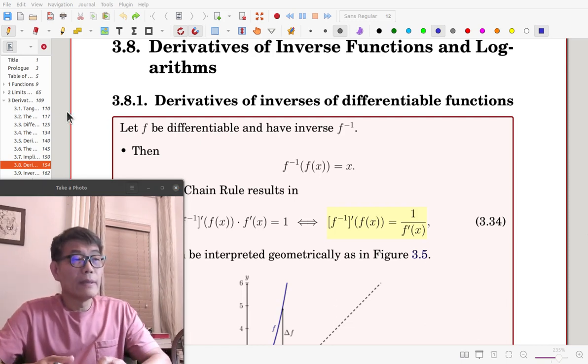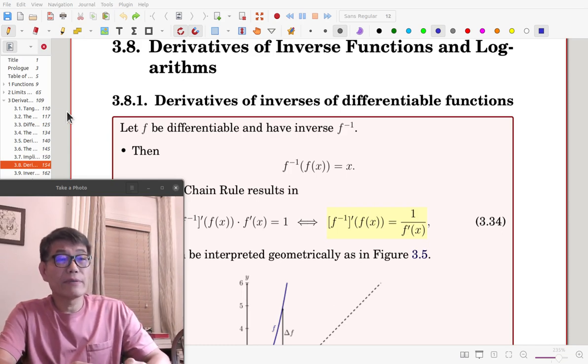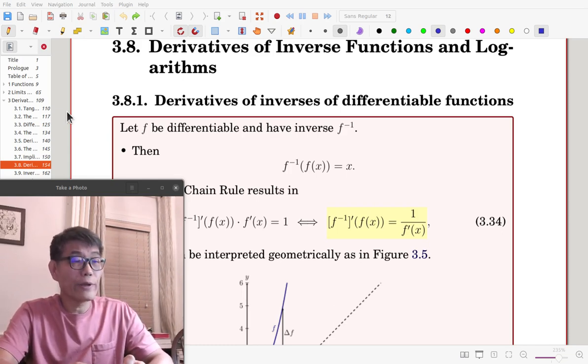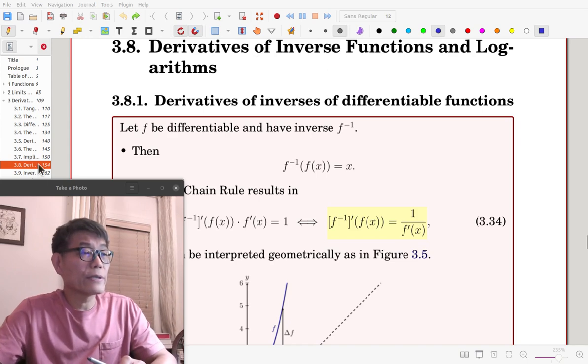Hi. Now it is section 30.8, derivatives of inverse functions and logarithms. We'll begin with derivatives of inverse functions.